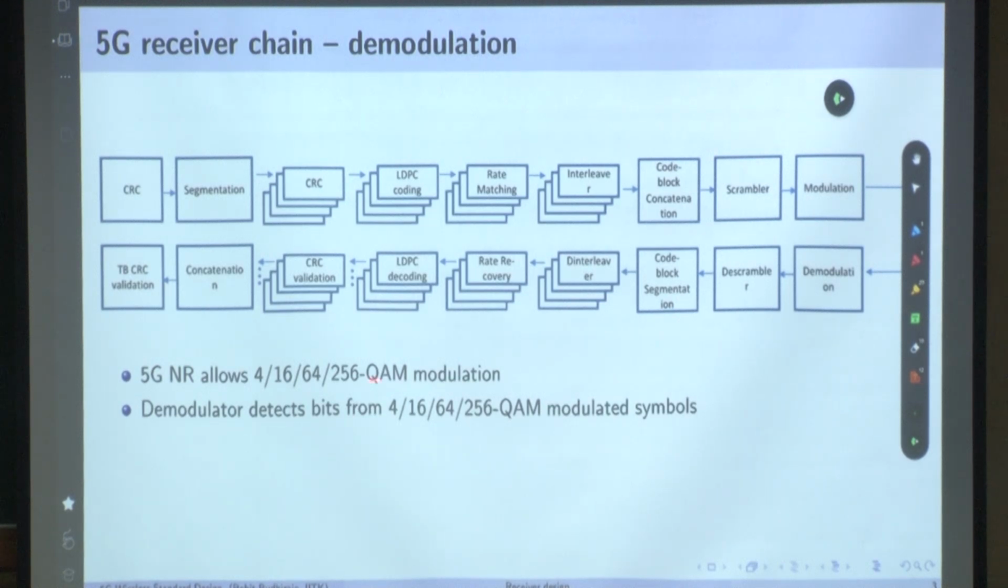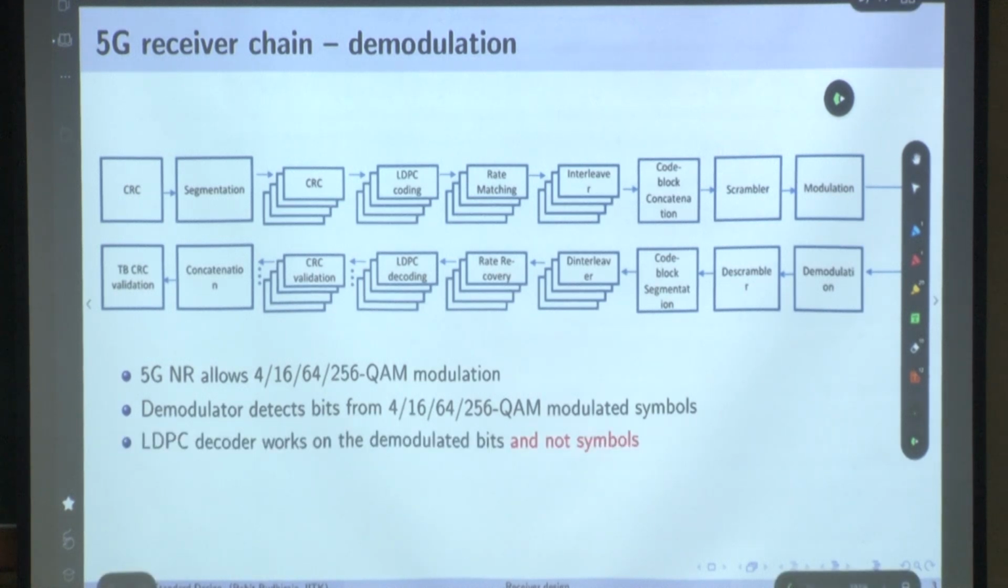So why is demodulation more complicated than modulation? Because demodulation has to decide, and it has to decide based on what kind of signal it is receiving. So that's the job: the demodulator detects bits from these modulated symbols.